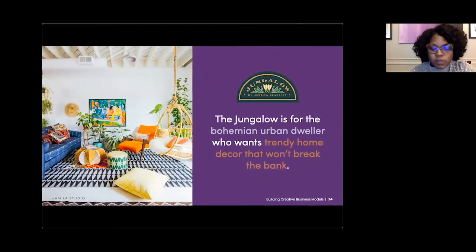So let's go into more detail about some examples. Here's a business, The Jungalow by Justina Blakeney. The Jungalow is for bohemian urban dwellers who want trendy home decor that won't break the bank. So we have a specific customer, a bohemian urban dweller, with a specific value, trendy home decor that won't break the bank.